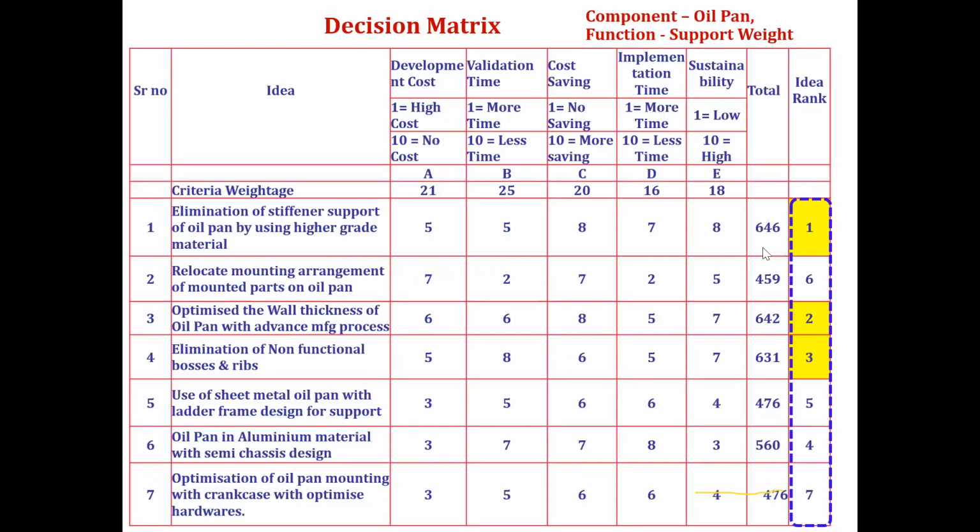So 646 is the highest one. So this is the number one idea. The number one idea is to eliminate the stiffness support in the oil pan by going for a higher grade material. The second idea is to optimize the wall thickness by going for an advanced manufacturing process. And the third idea is to eliminate the ribs and bosses.